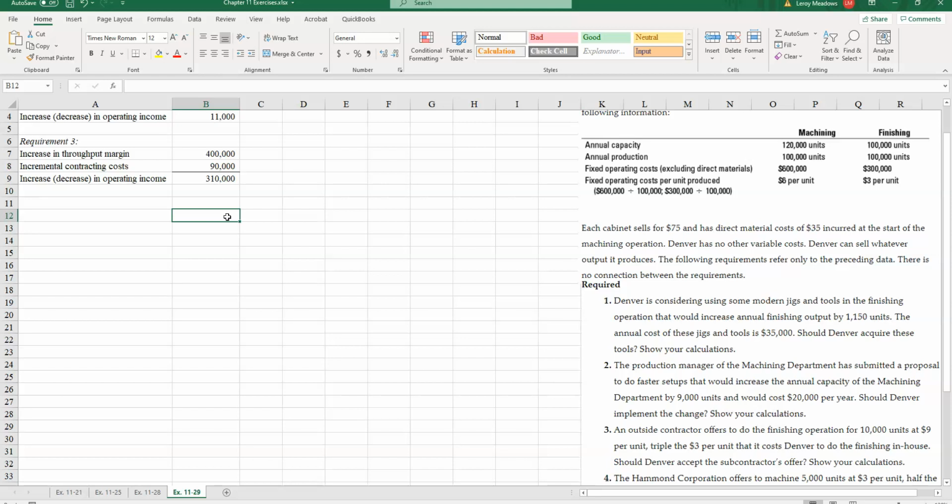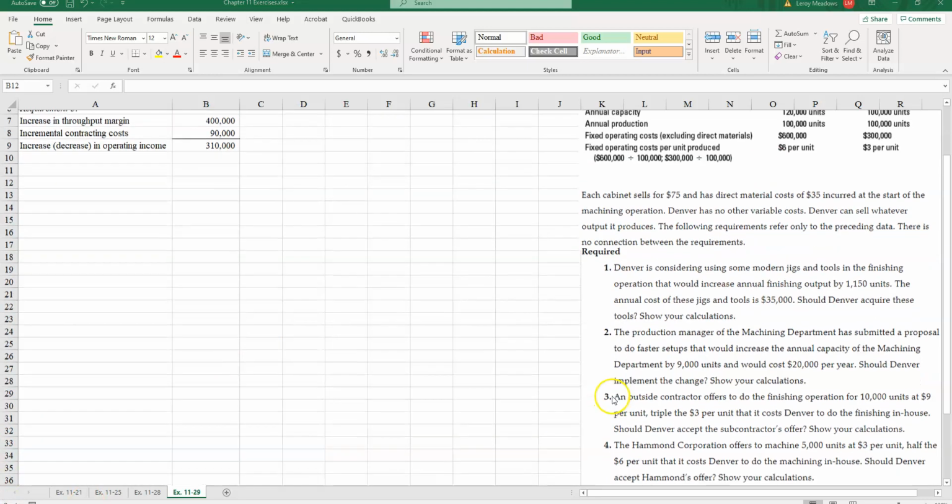Let's run the numbers, especially if it's in a bottleneck portion of the company. If this had been the machining company, we wouldn't have even wasted our time, because that's not the bottleneck. We need to add capacity to the bottleneck, which is the finishing department. So this is why we considered running the numbers, whereas we didn't in requirement 2, because requirement 2 had us adding capacity to a department that was not bottlenecking.